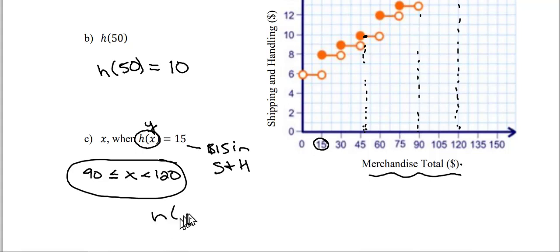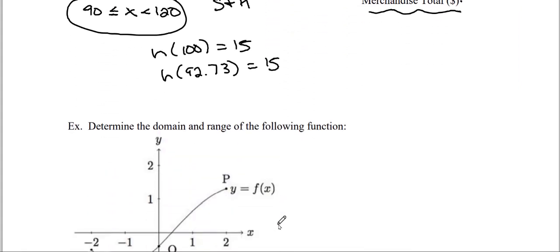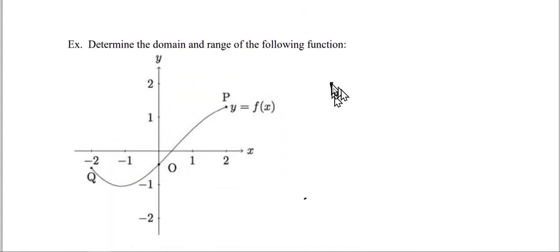So for example, H of 100 is 15. H of 92.73 is 15. $92.73 is 15, right? It's still a function because you don't have one x going to multiple y's. You have multiple x's going to the same y. That is okay. All right, domain and range here from the graph.